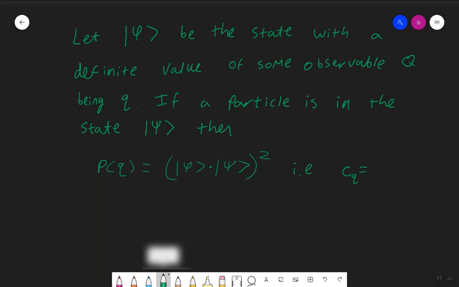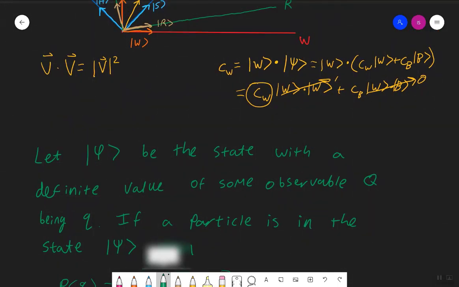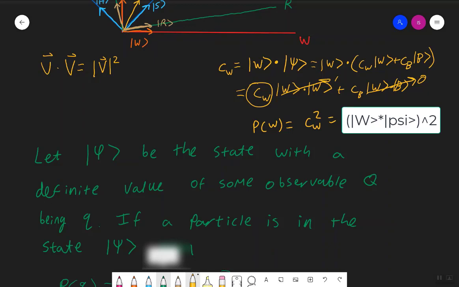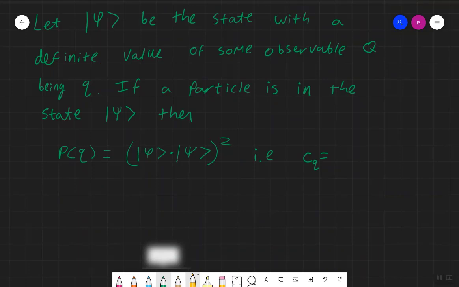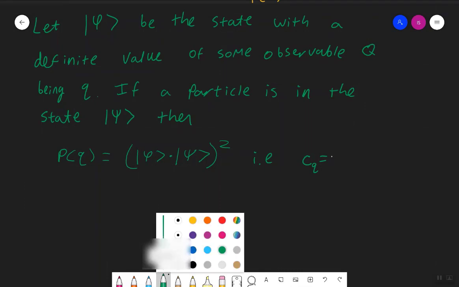So like in the example we had before, I didn't fully finish it, but if I were to ask, what is the probability of the electron being white, it would be CW squared, which is white unit vector dotted on psi, squared. So anyways, we are back here. What this is saying is CQ is phi, the state with the definite value, dot product with psi. Okay, so that is our probability postulate.